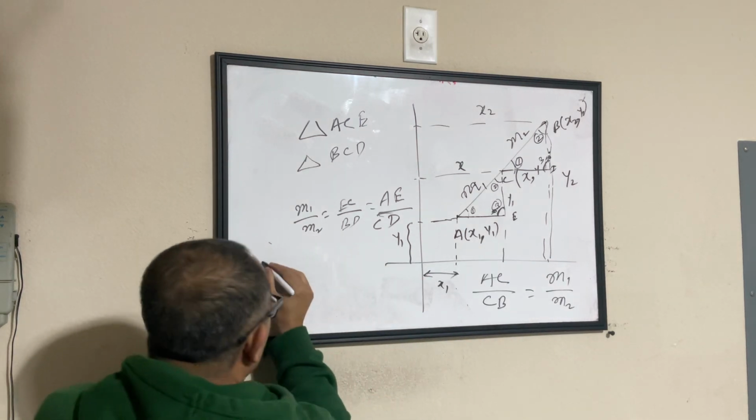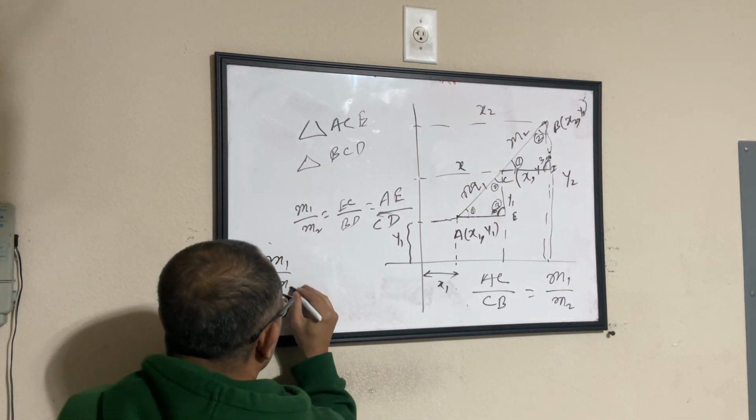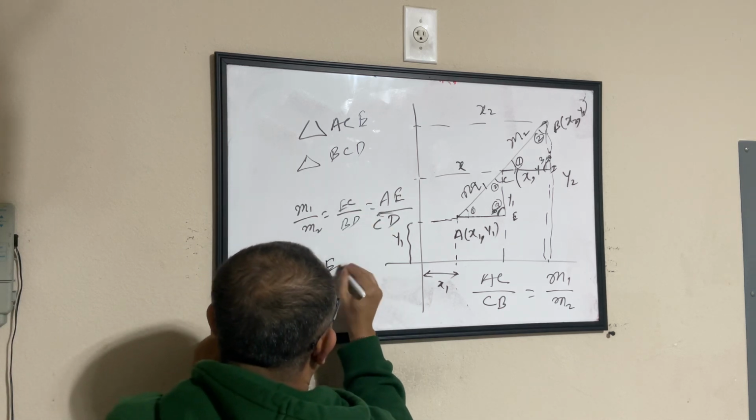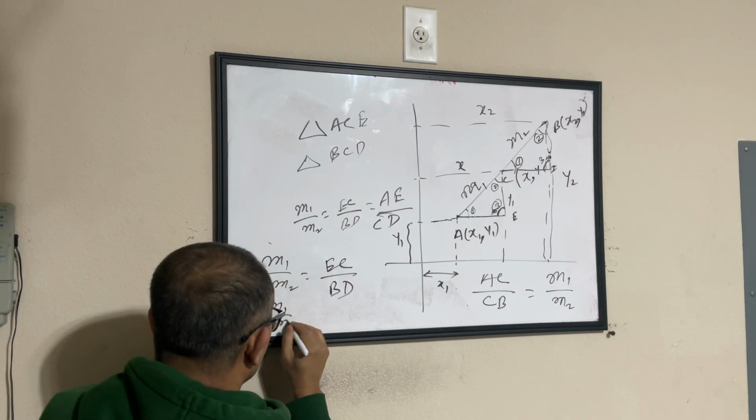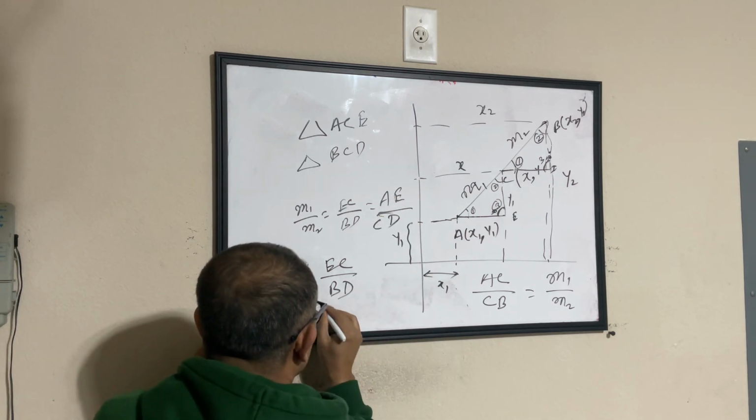Okay. Now M1 divided by M2 equals EC by BD, or we can say M1 by M2 equals AE by ED.